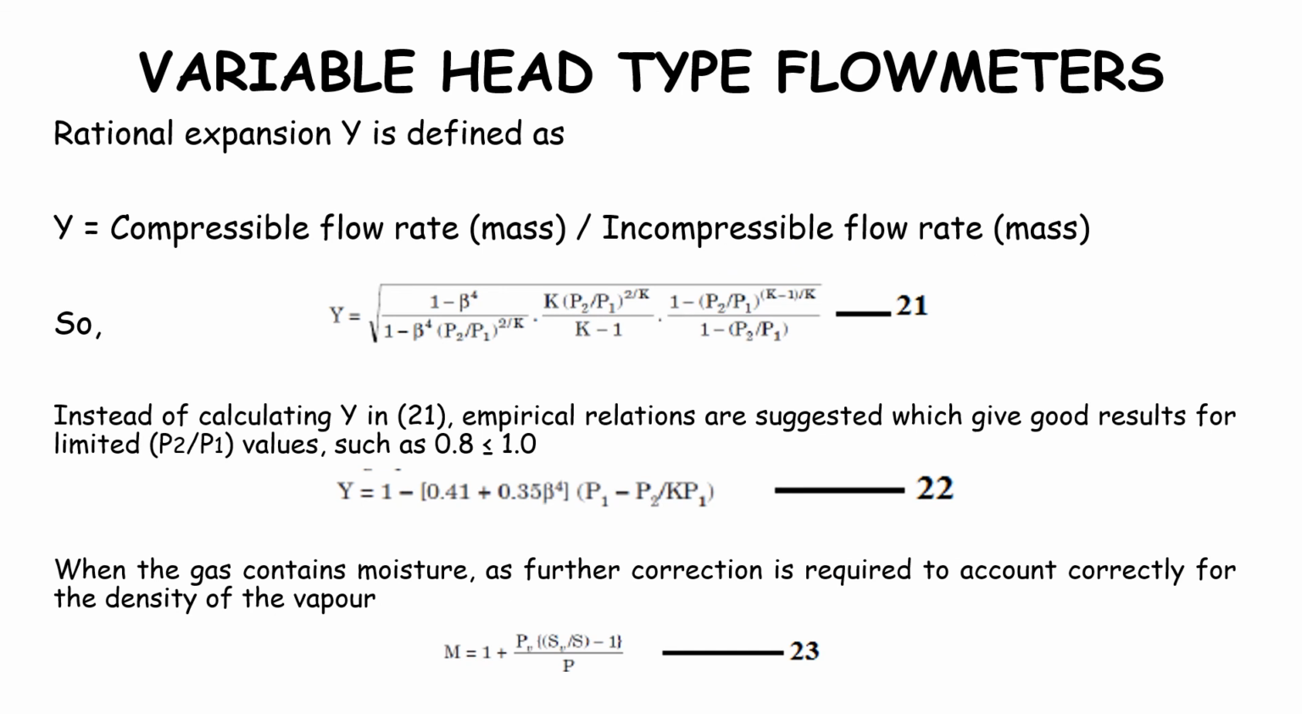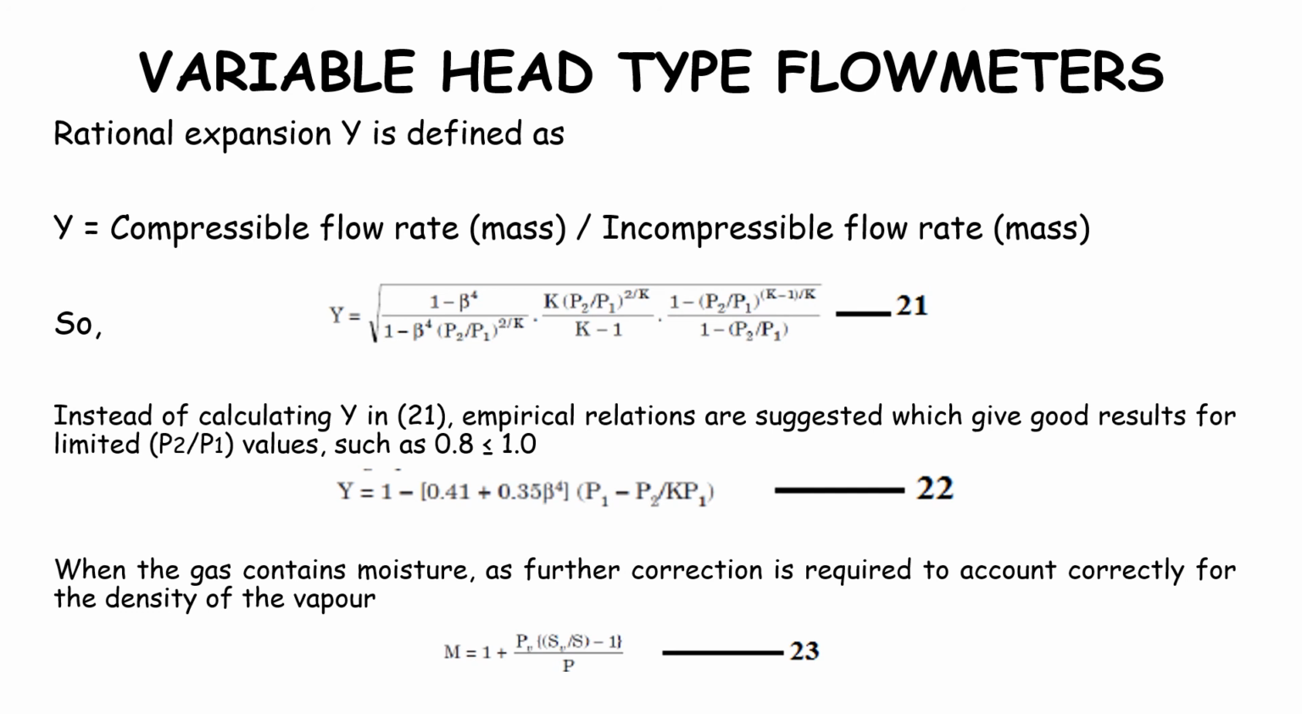So the expansion factor Y is defined as Y is equal to compressible flow rate, which is mass flow, divided by incompressible flow rate. So you get the expression of Y to be this. So instead of calculating Y in equation 21, empirical relations are suggested, which give good results for limited P2 divided by P1 such that 0.8 is less than or equal to P2 divided by P1 less than or equal to 1. So Y becomes this.